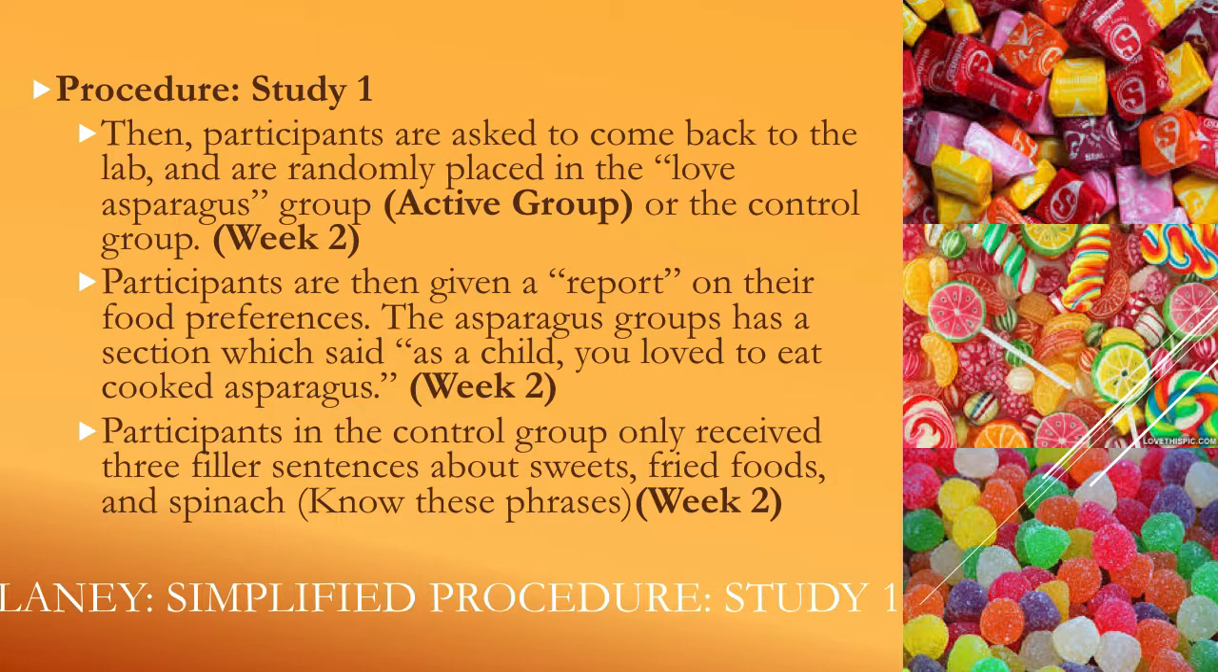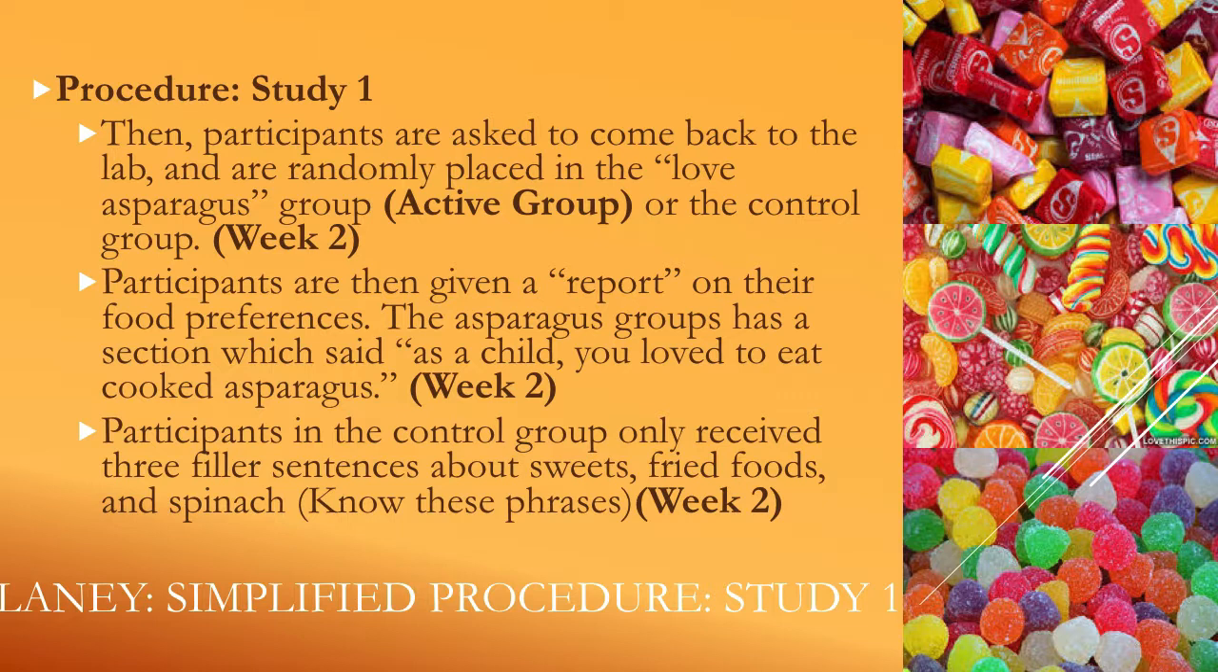Okay? So if we go down to the very bottom, participants in the control group only received 3 filler sentences about sweets, fried foods, and spinach. So those phrases are in the book. Make sure you know those phrases, but every person who's in the control group gets the same report that says they liked things like sweets, fried foods, and they occasionally ate spinach. Things that would be true of most children. I don't know a young child that does not like sweets or fried foods especially. So a very generic, boring report that has nothing surprising.